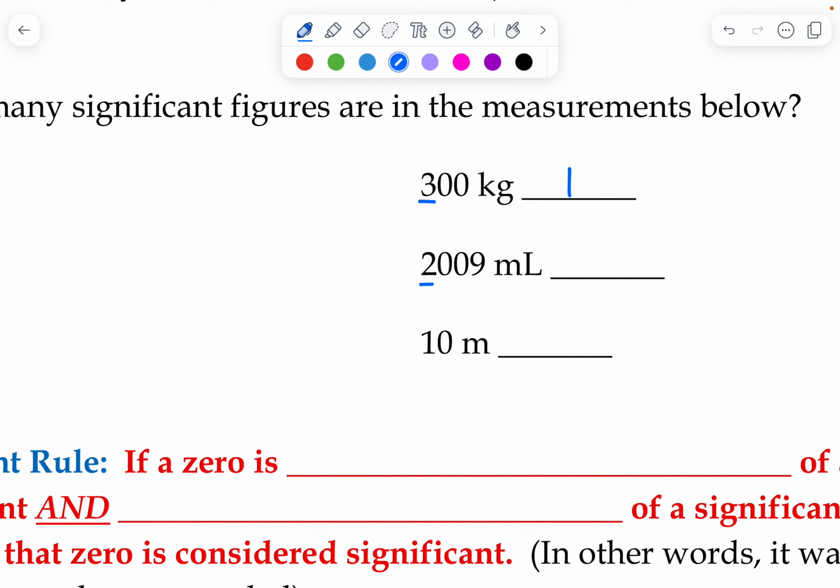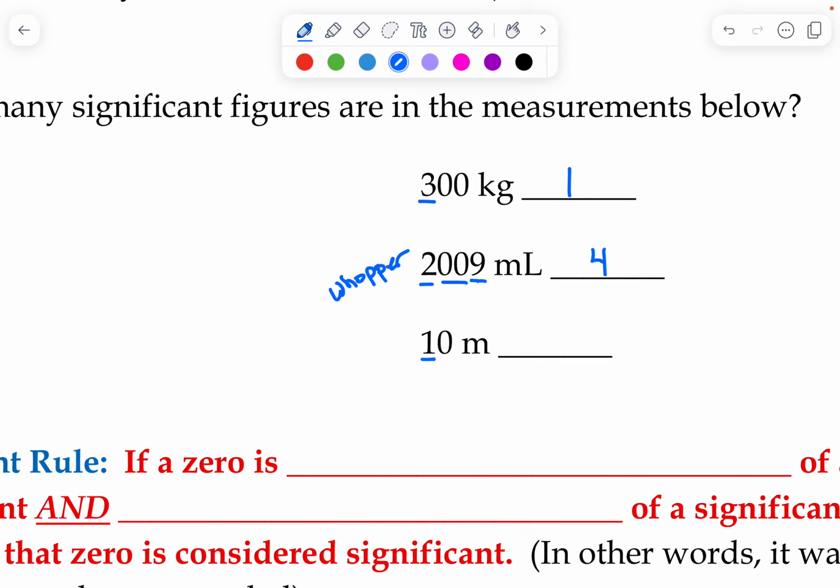This one, the 2 and the 9 both count, and these zeros are both in a 2-9 sandwich. You can have a Whopper sandwich. You can cram in as many zeros as you want in between 2 significant figures, and all the zeros in between count. So this guy would have 4.